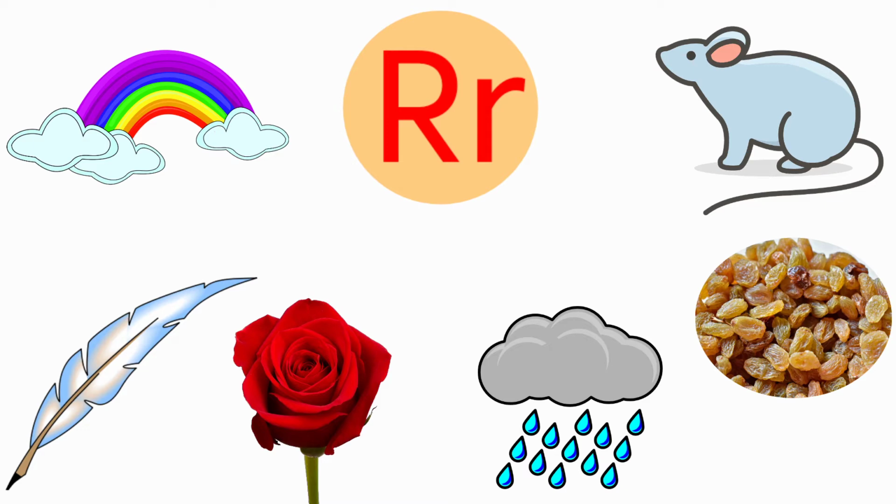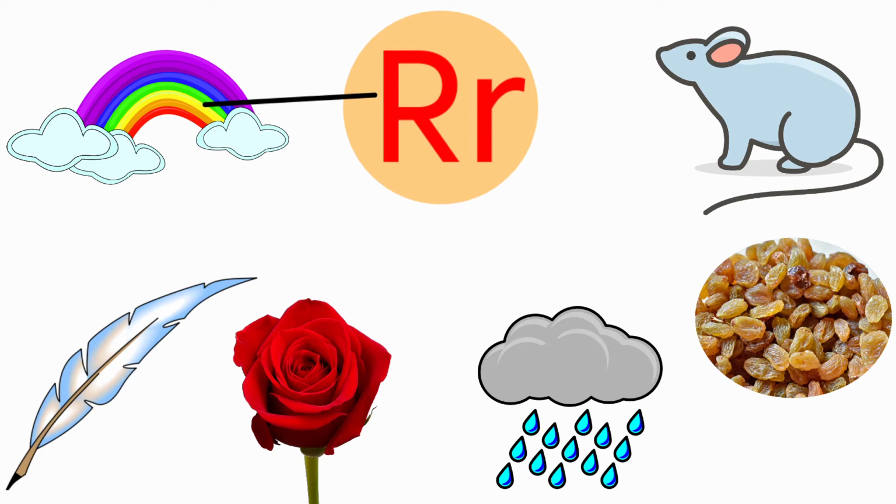Look at the first one. It is a rainbow. Rainbow. The beginning sound of the picture rainbow is R. And the sound of the letter R is R. Both are same sounds. So, we are going to draw a line from letter R to rainbow.